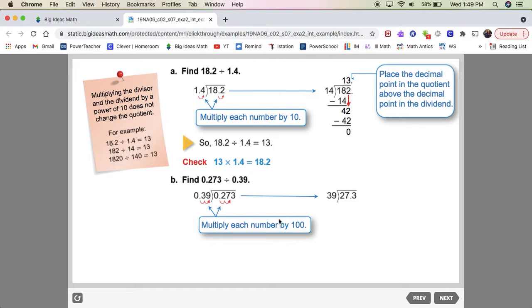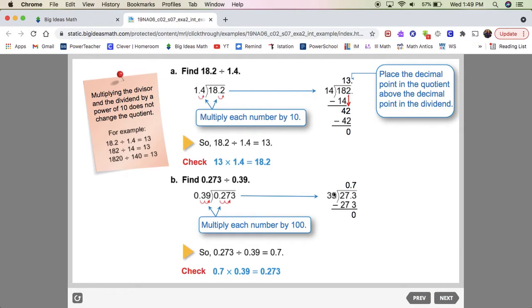Notice they rewrote it. This did not move the decimal point all the way to the end of this number. It's here between the 7 and the 3. Once you get your decimal point there, it's very important you move your decimal point up there for your quotient. So you ask yourself, how many times will 39 go into 27? It goes 0 times. Then you have to ask yourself, how many times will 39 go into 273? It goes 7 times. You might have to do some trial and error. And we get a remainder of 0. So our answer was 7/10.